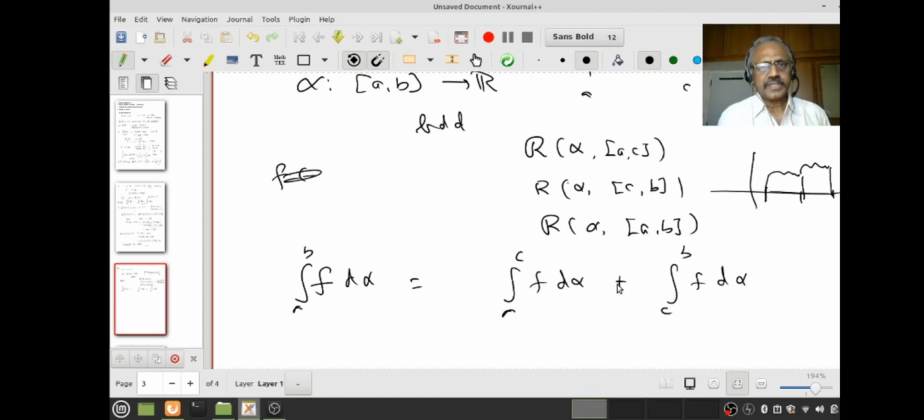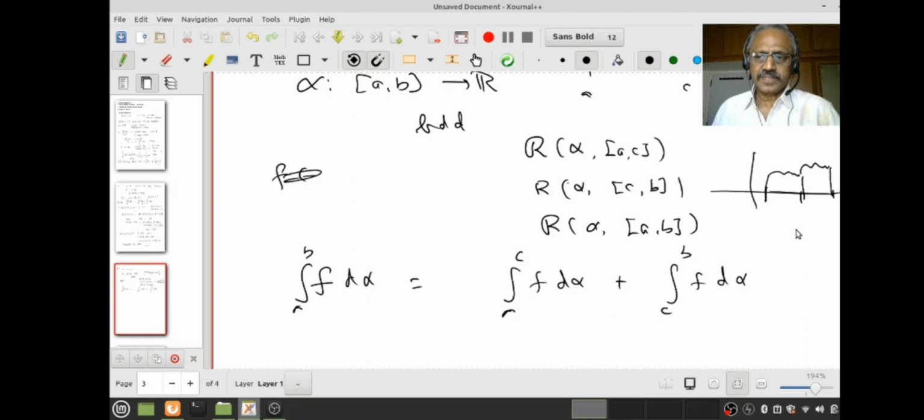What you want to say is, let C be a point strictly in between A and B, right? Now there are three integrals. f is alpha integrable on the interval AB, f is alpha integrable on the interval AC, f is alpha integrable on CB, etc. These three notions. What I am saying is, out of these three integrals, assume two integrals make sense, then the third integral makes sense, and this equality holds.